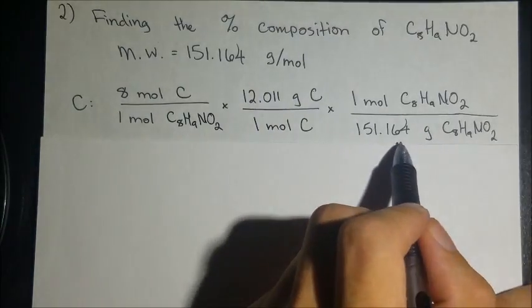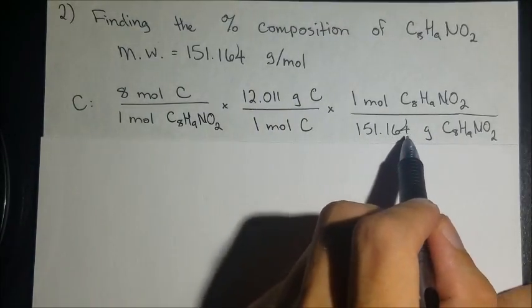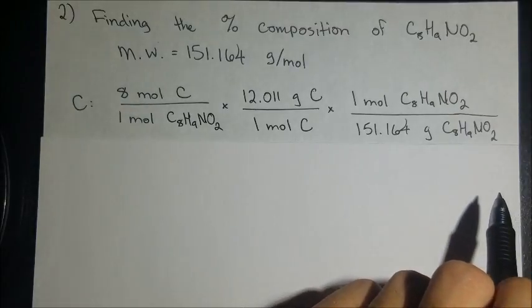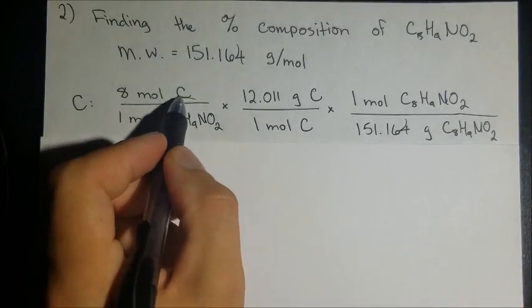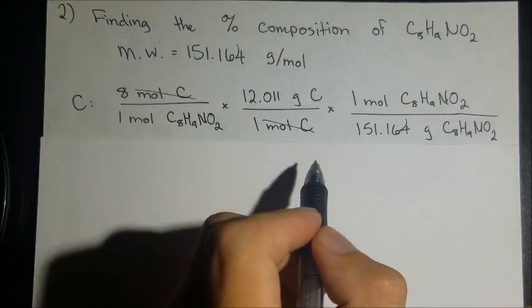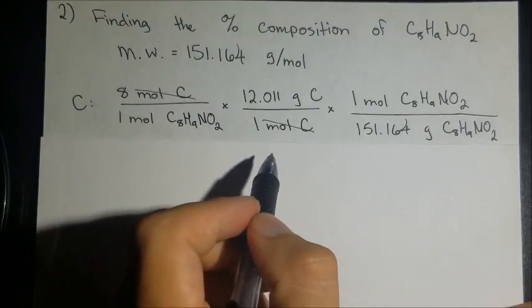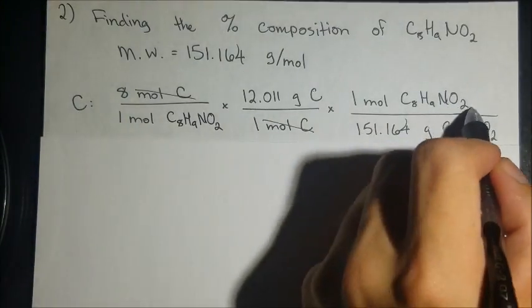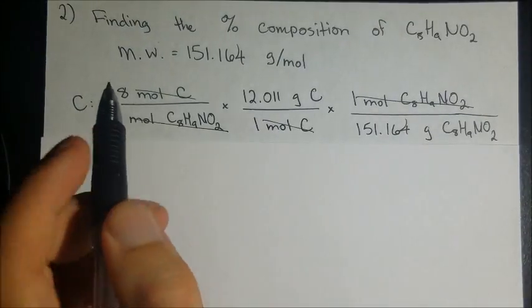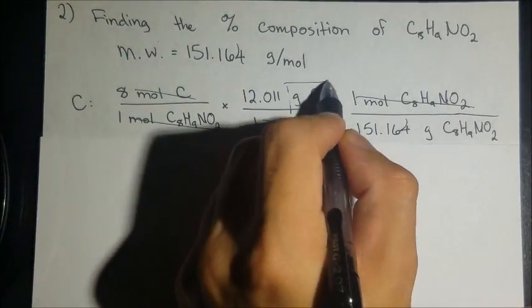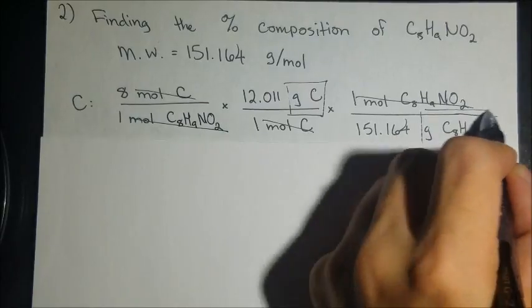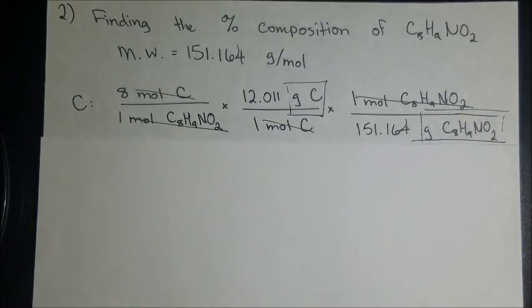And I know that a mole of the molecule weighs 151.164 grams. And so what I can do here is just make sure all of my units cancel. So moles of carbon canceled. And now moles of acetaminophen cancel. So what I'm left with here is grams of carbon per grams of acetaminophen. So by saying percent composition, what I'm basically asking is how much of the mass of acetaminophen is made up of carbon.